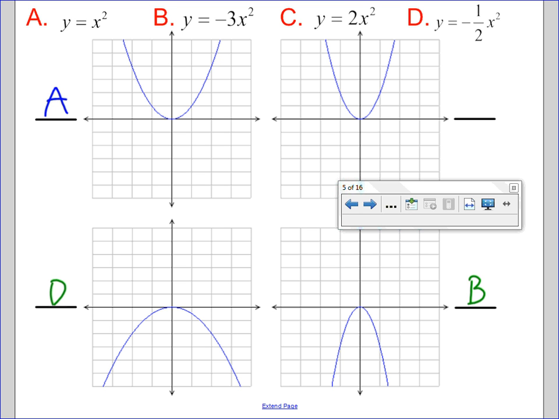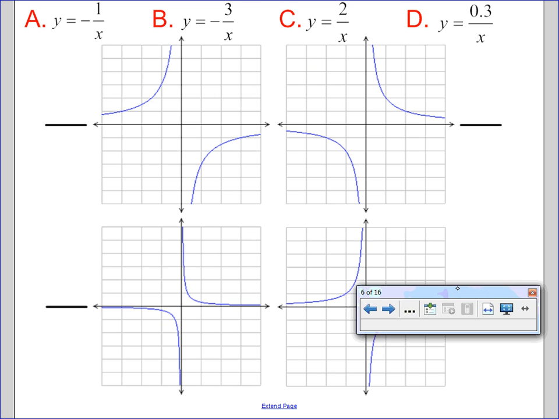And then lastly, the 2 must be right side up still, but twice as tall. When I went out 1, I didn't go up 1. I went up 1 for my vertex. I went up 2. That's twice as much. There's my multiplier of 2. And so C must be my top right. So A, C, D, B, left to right. Questions about your transformations, that negative multiplier, what it does? So let's take a look at the next one.